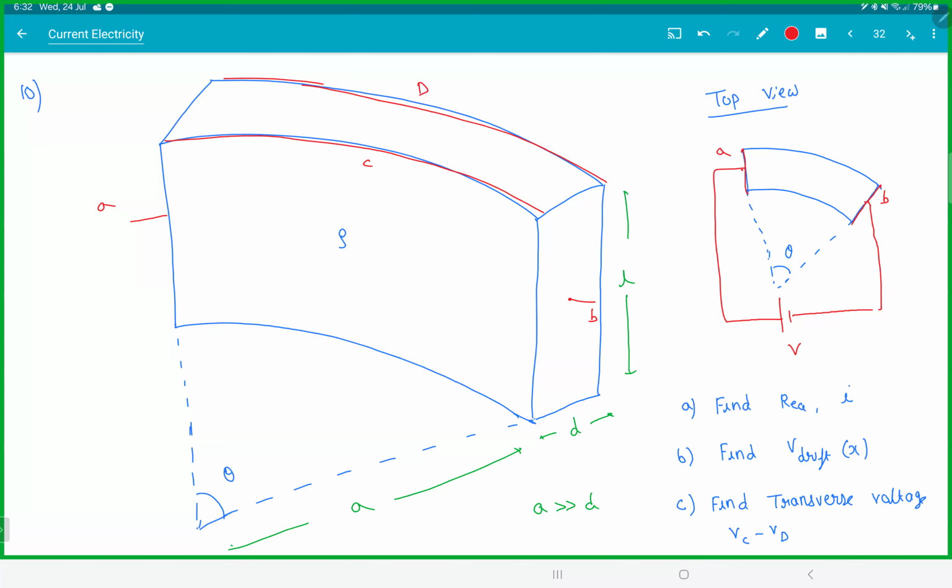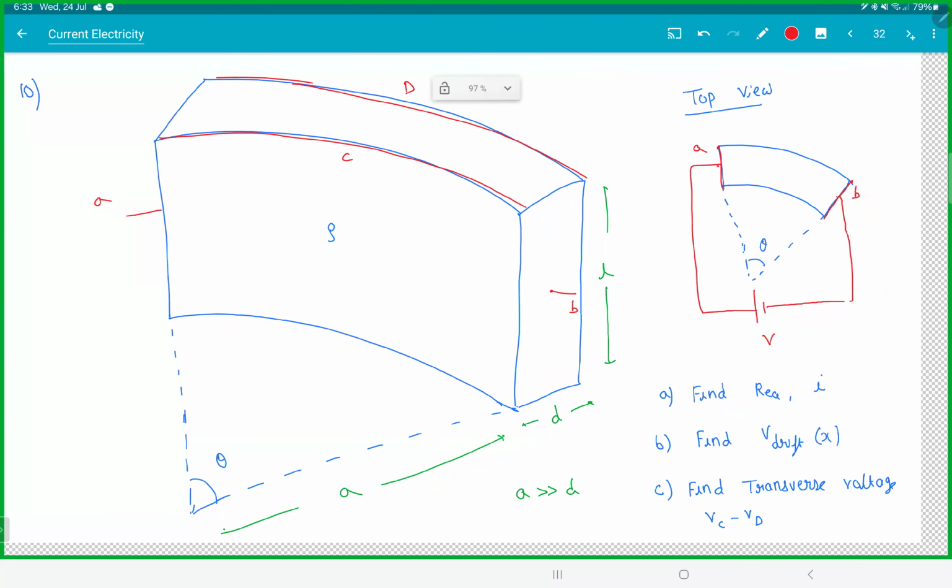Let's do A and B. See, I will teach you. Transverse voltage is a little different concept. Let's do A and B. A and B is still in our hands. So we'll assume resistivity, right? Rho is given, isn't it? Sorry, I didn't see that.